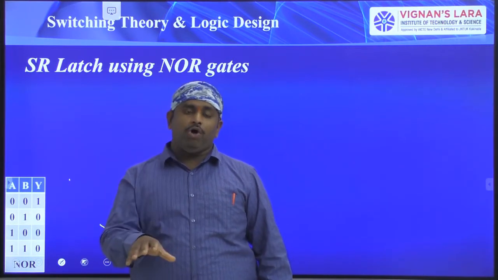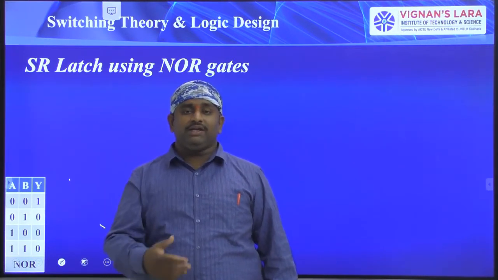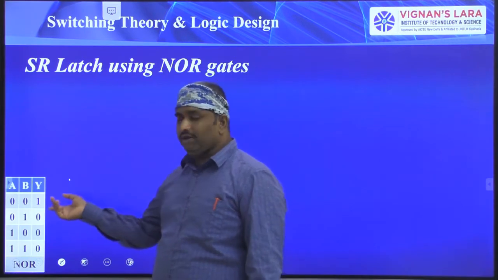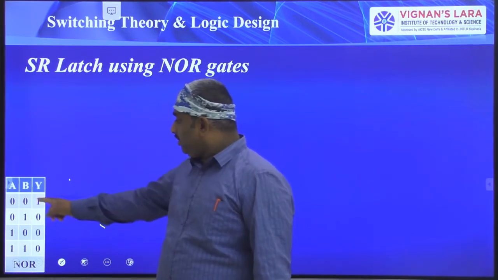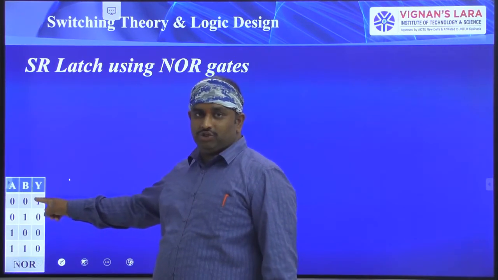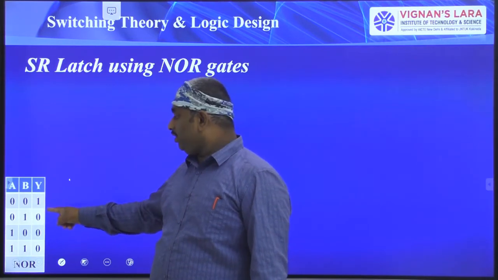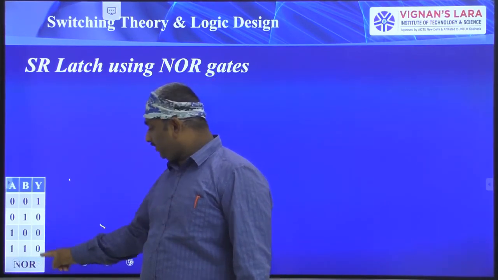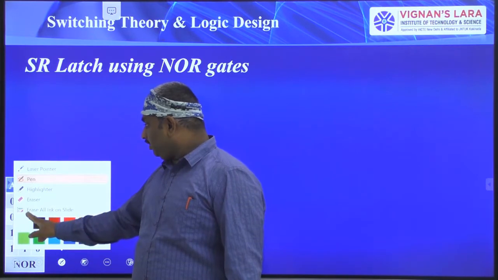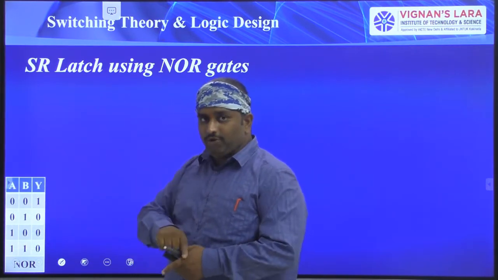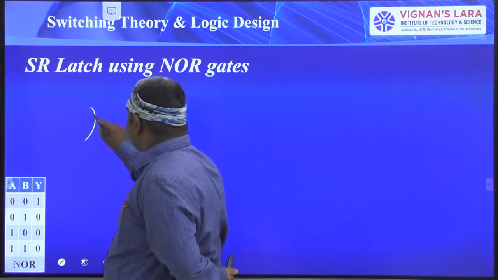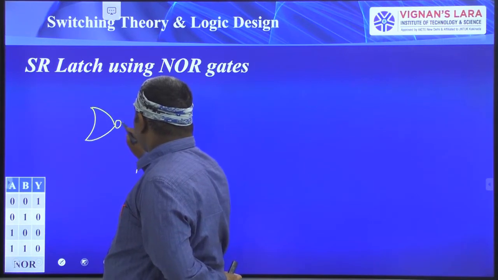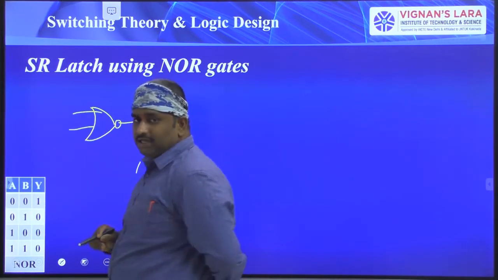This OR gate operation we have to reverse. That reversed OR gate operation we are calling the NOR gate operation. That is, for the 0, 0 inputs, the output is 1. For all the remaining combinations, the output is 0. You have to remember this, and you have to remember one more point. This is the NOR gate.